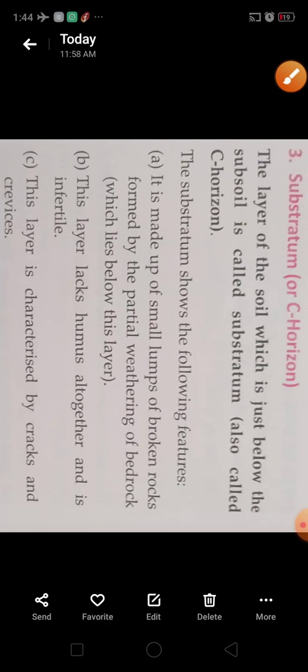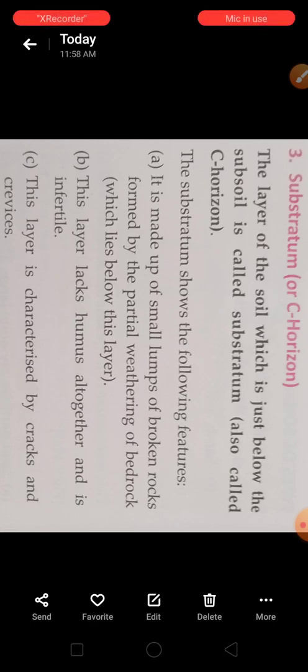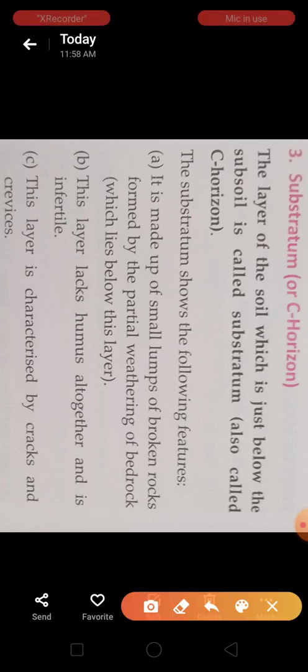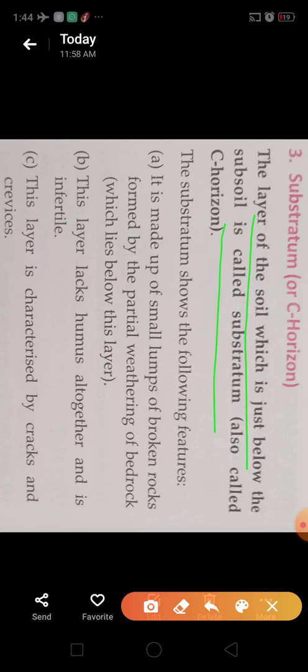Now third, that is the C horizon, the third layer of soil, also called substratum. Okay, the layer of the soil which is just below the subsoil is called substratum and also called the C horizon. Okay, the features of the C horizon you can see on your screen. First, it is made up of small lumps of broken rocks.